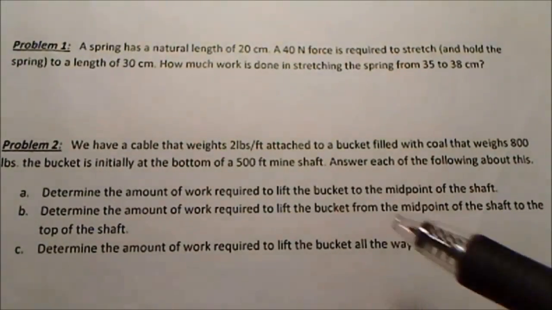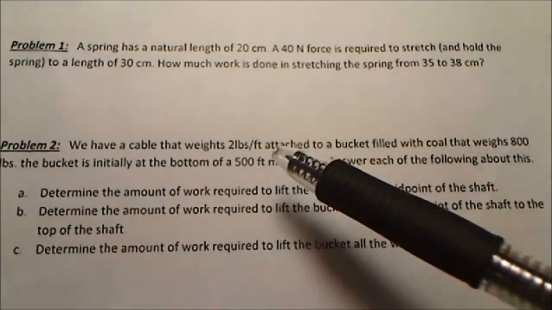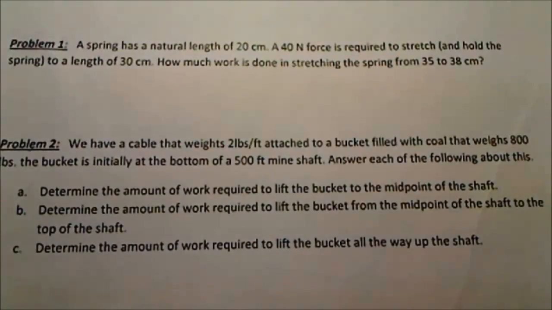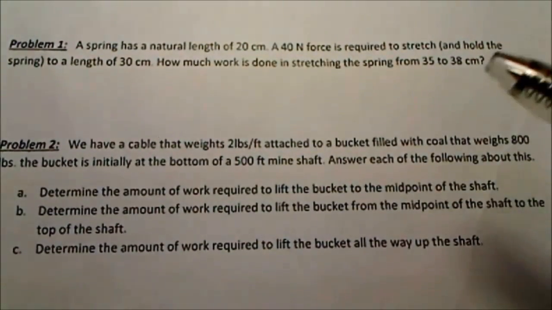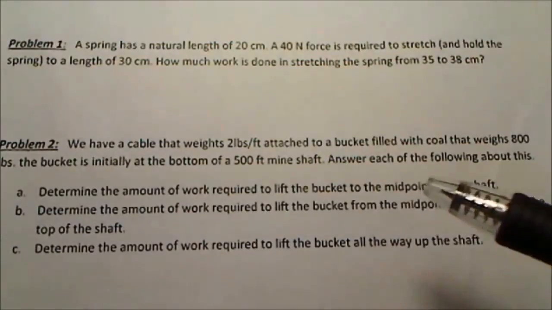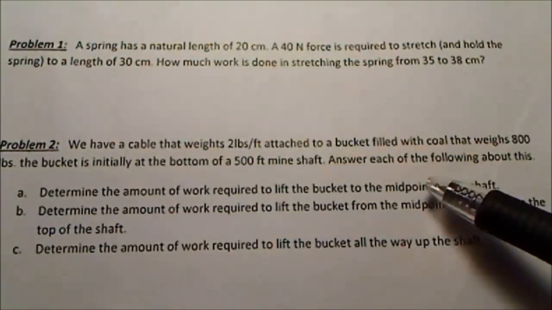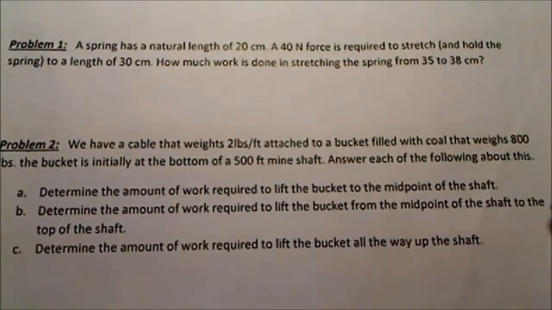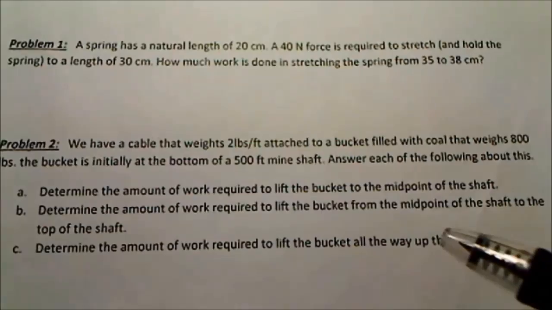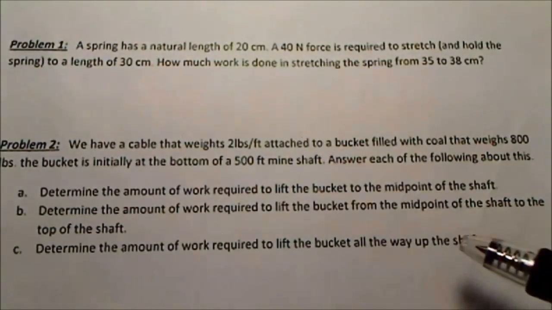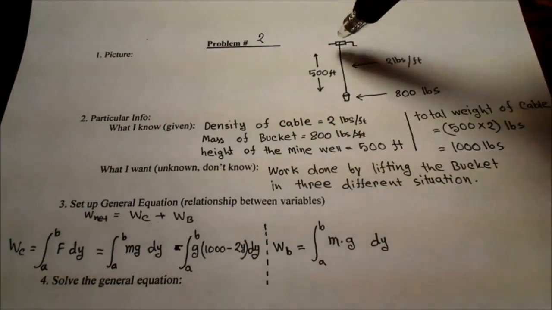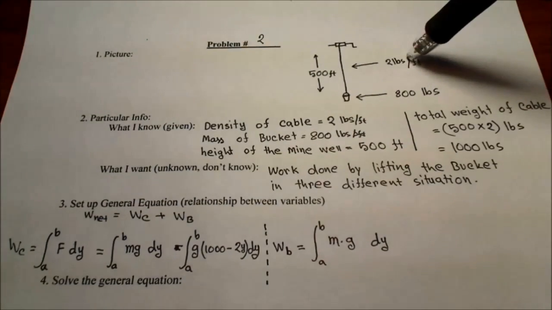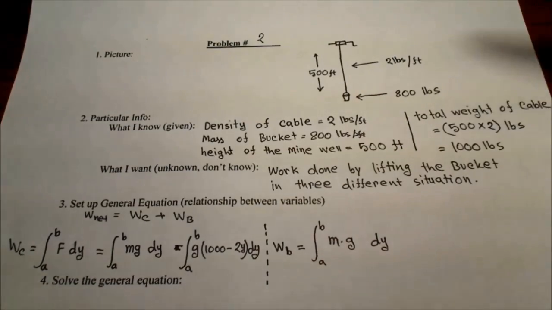In this video, we are going to be covering problem number 2. We are given the density of the cable, the weight of the bucket, and the length of the shaft, and we are to find how much work is required to pull the bucket to the midpoint, then from the midpoint to the top of the shaft, and also to pull the bucket all the way up the shaft. So here's our secondary picture, which is on the paper, with the length, the density of the cable, and the weight of the bucket.